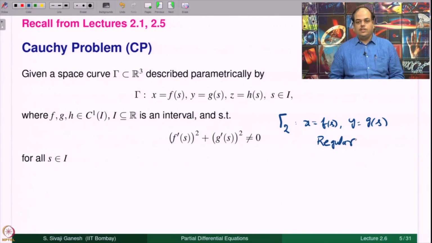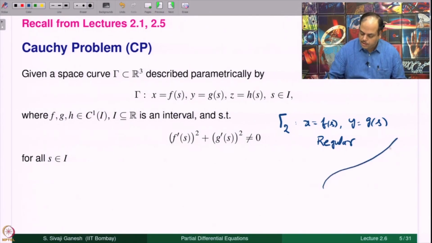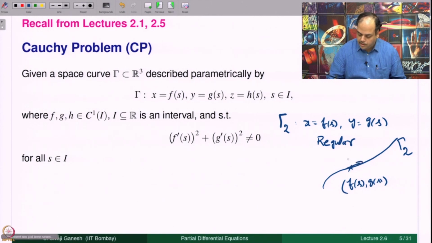This assumption has to do with the smoothness of the curve gamma 2. This means that the tangent is well defined at each and every point of gamma 2. For example, this is gamma 2 and you take a point, the point looks like (f(s), g(s)), and at this point the tangent line has the direction of (f'(s), g'(s)).